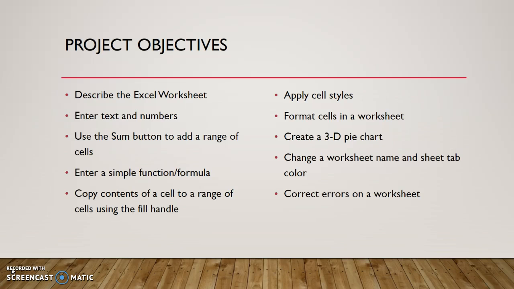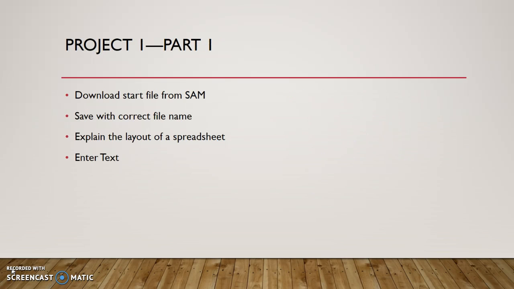We're going to create a 3D pie chart. We're going to change the name of a worksheet and a sheet tab color. And as always, we're going to correct errors on a worksheet. So specifically for part 1 in this video, we are going to download the correct start file from our SAM account, save that file with the correct file name, and we'll talk about the layout of a spreadsheet, and then we're going to start just by entering some text.